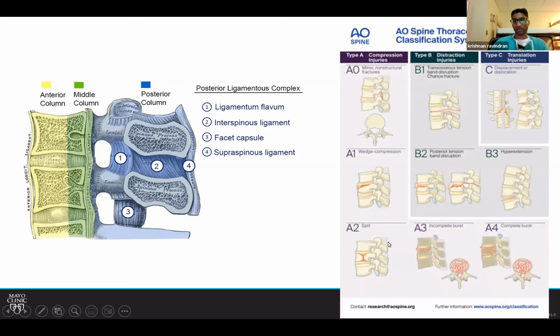But practically speaking, the main important things for this case are that it's a complete burst fracture. There doesn't appear to be any translation, which is important as well. So there's no evidence of anterior column compromise necessarily. However, that fragment is substantially displaced anteriorly. So this will become important for surgical planning.